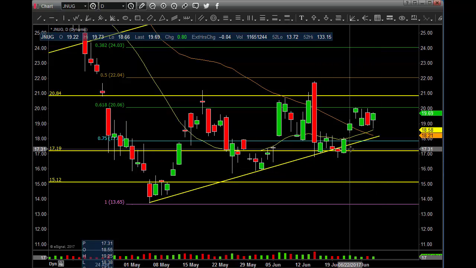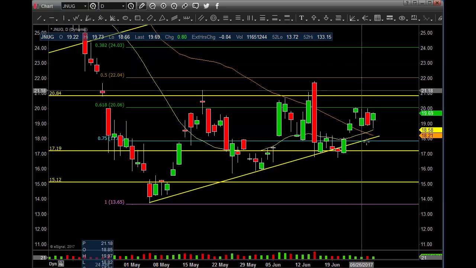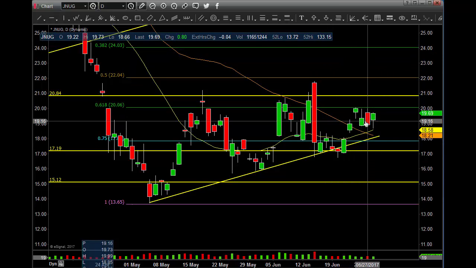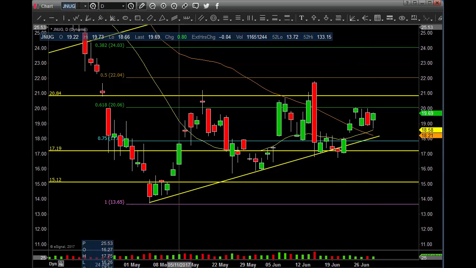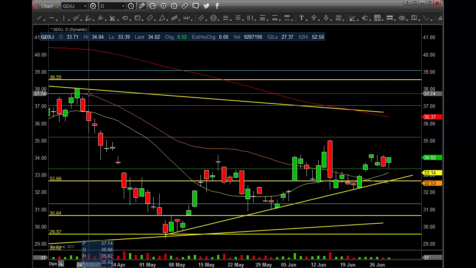Now we're back above the MAs and back above the trend line. So it's slightly bullish, but down inside bar, slightly bearish. 50-50 shot right from here, guys. So we'll have to see what happens with this one. I was hoping lower prices in the JNUG, and then maybe. Let's go to the GDXJ.